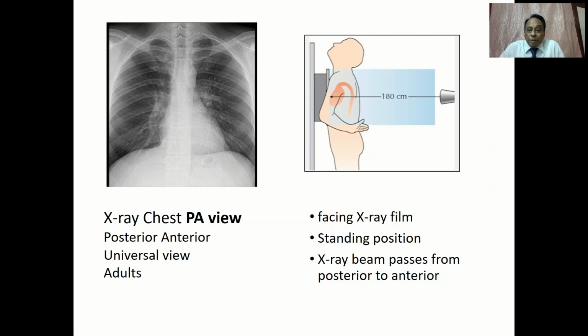The universal X-ray chest view is called the PA view, because PA view is nothing but a posterior-anterior view. It is usually taken in adults. Here the adult faces the X-ray film and the X-ray beam passes from posterior to anterior, at a distance of around 2 meters. That is very important because you get a very good film without any magnification. That is a distinct advantage of PA view.